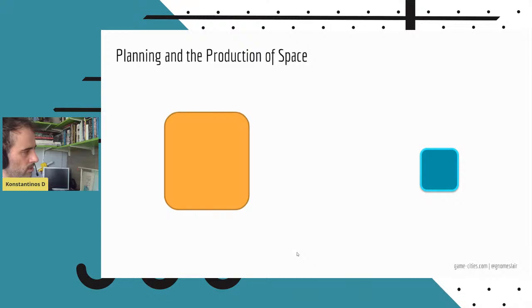Anyway, onto planning and the production of space. This is a very small example to show you how planning affects space and produces space, and then how the produced space itself requires even more planning.